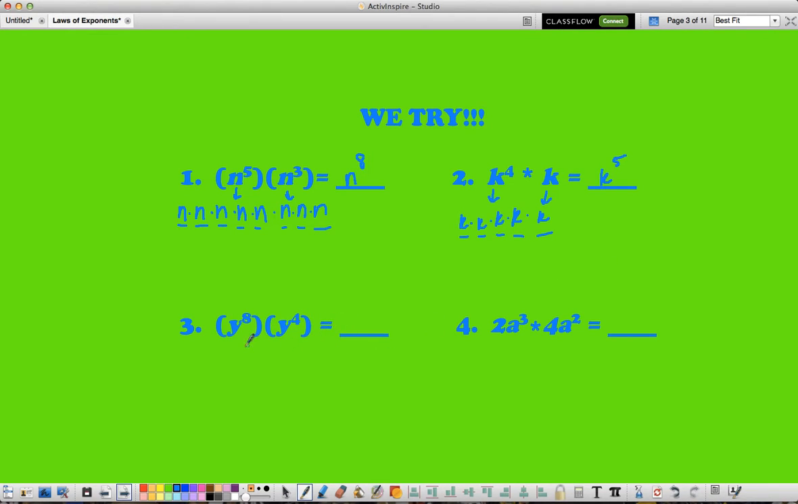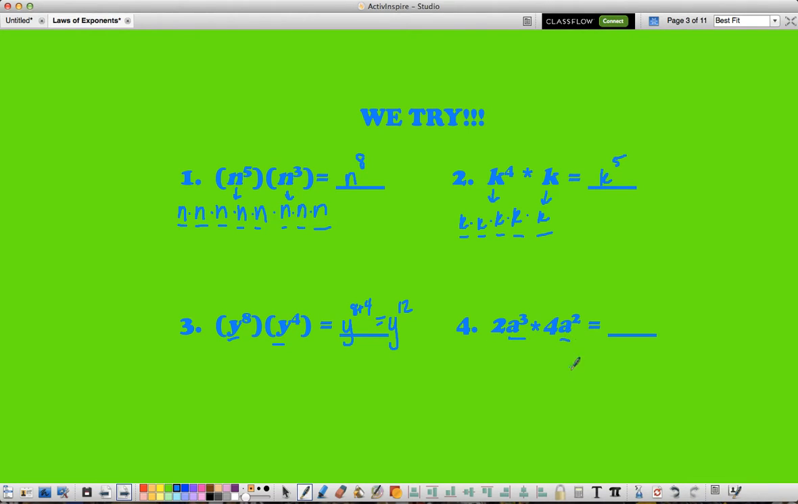Now here we're just going to use our law. Since both of my bases are the same, which I should have checked up here, so n and n, k and k, since both my bases are the same, I can keep my base and add my exponents. So I know that I would get y to the 12th power.